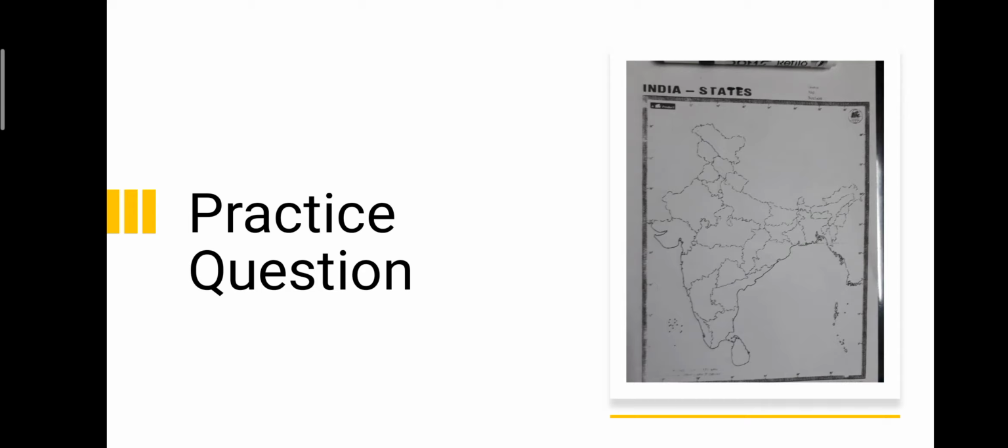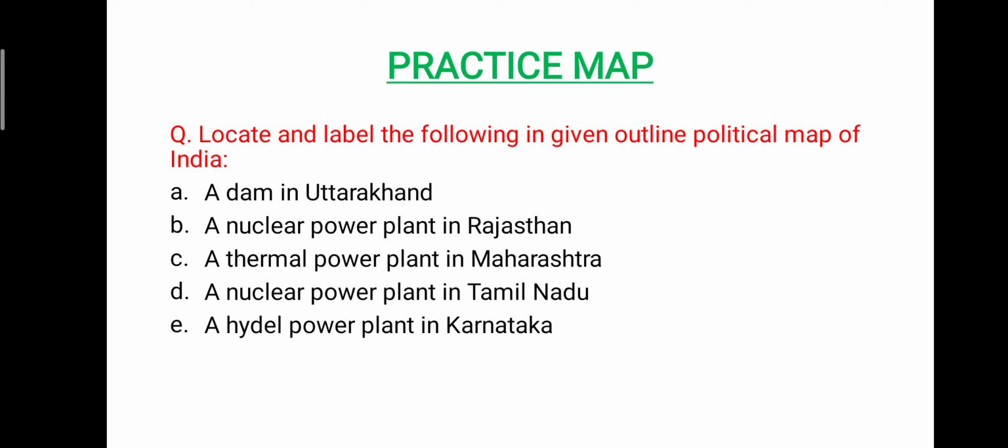Let's do a practice. This kind of map you will get in the exam, as you have already seen, where all the state boundaries are shown. That is why we are calling it an outline political map. And let's see the question. The question says: locate and label the geographical features given in the question in the given outline map of India.